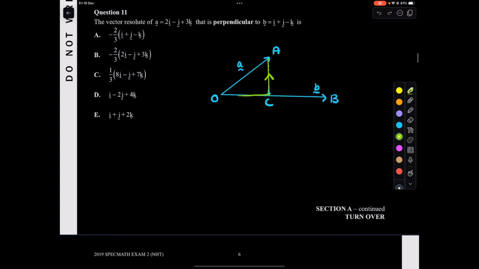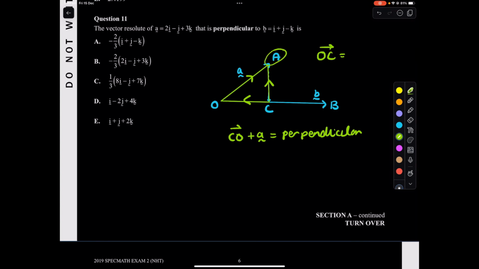Well, to get it, we're going to have to get this vector over here plus this vector A. So we're going to go CO plus A, and that's going to give us the perpendicular vector. Now, you should know that CO, this vector over here, you start realizing, wait, isn't O to C the vector resolute of A parallel to B, which is OC.